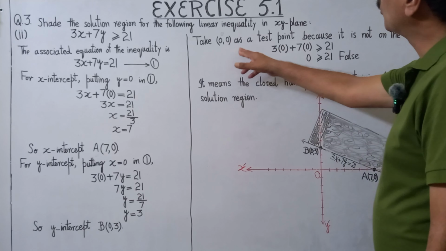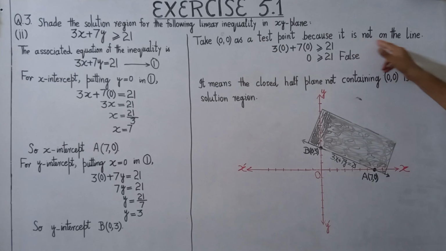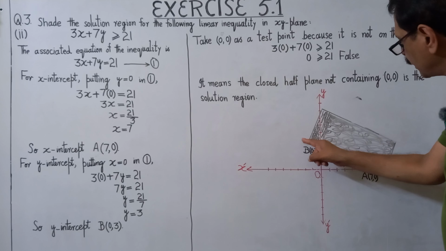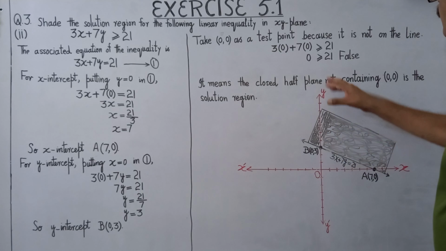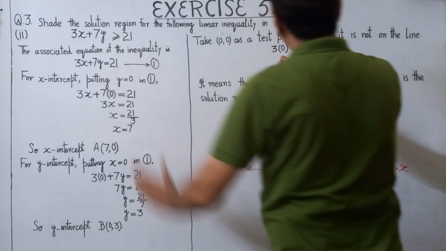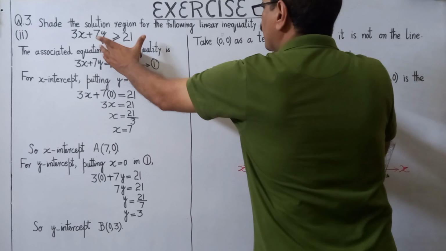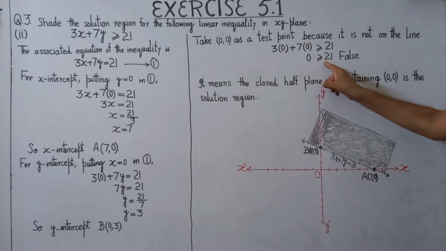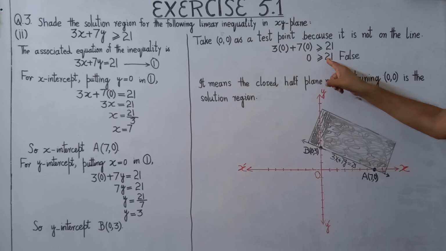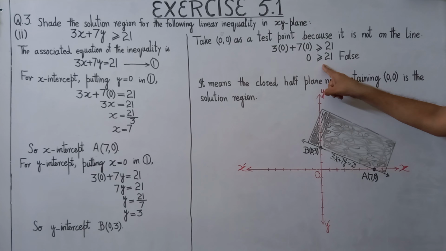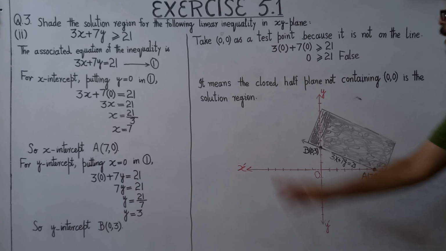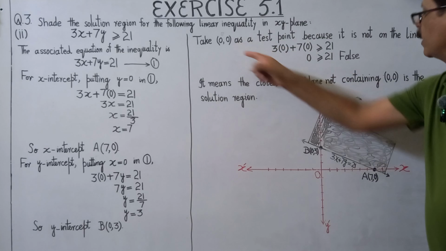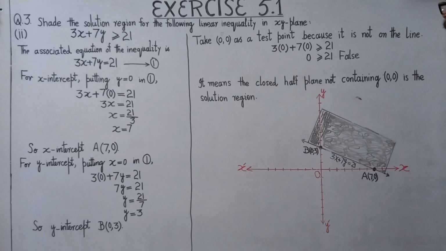Now take 0, 0 as a test point because it is not on the line. You see, origin has coordinates 0, 0. It is not on the line. So putting 3 into 0 plus 7 into 0 is greater than or equal to 21. 0 plus 0 is greater than or equal to 21. You see, 0 is neither greater than 21 nor equal to 21. So this is false. It means the closed half plane not containing 0, 0 is the solution region.